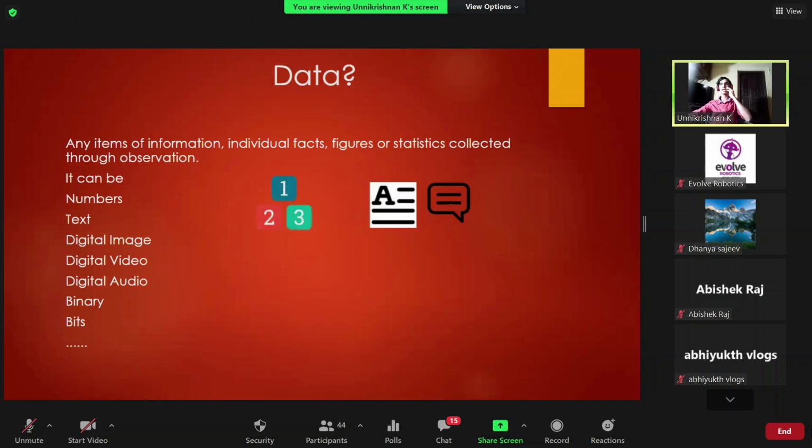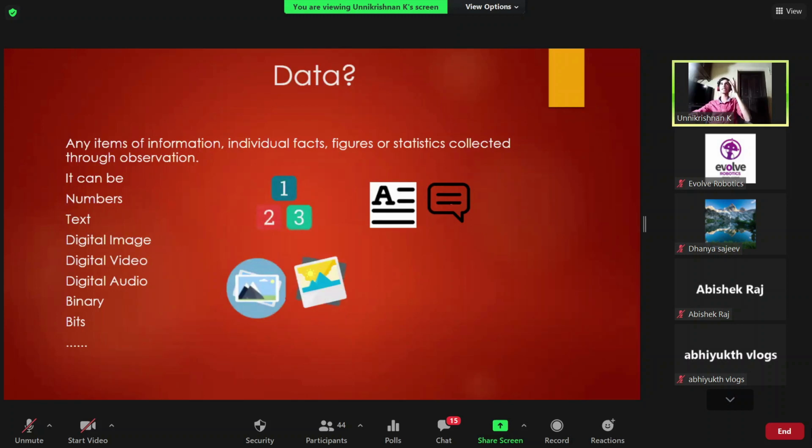And data can also be text. By text, I mean something that can be expressed in alphabets, such as the name of a person, the profession, the gender, or such things. So it can be a number, it can be text, it can even be an image.